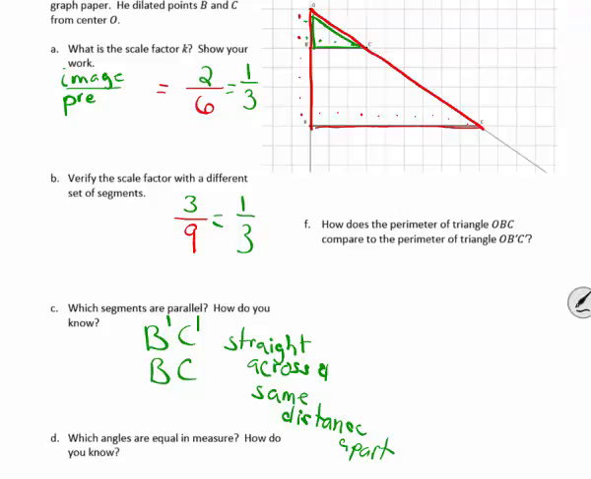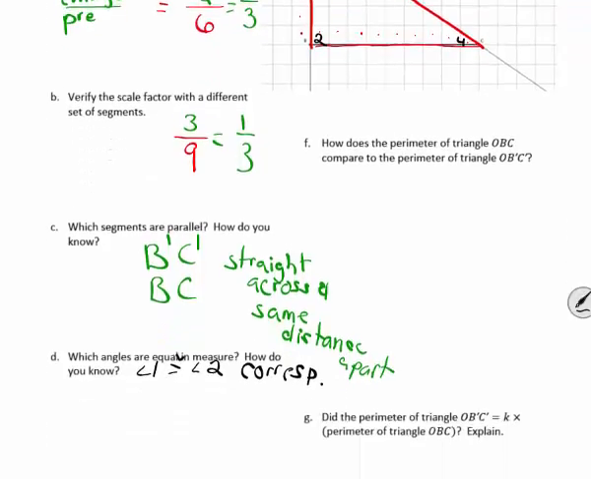So I know that this angle 1 and this angle 2 are congruent. How do you know? Because they are corresponding angles. I know that angle, again, if I put some numbers in here, angle 3 and angle 4 are congruent because they're corresponding.